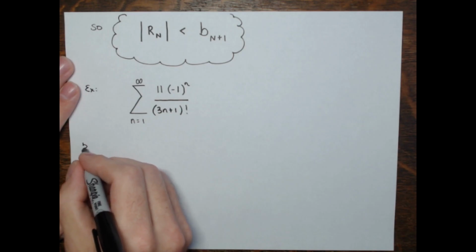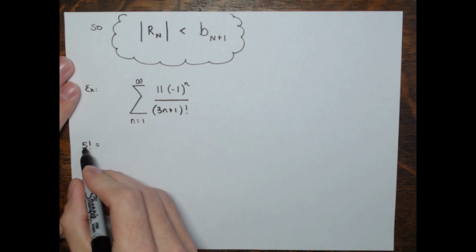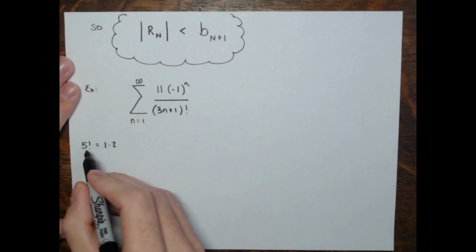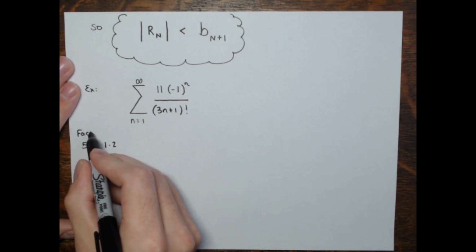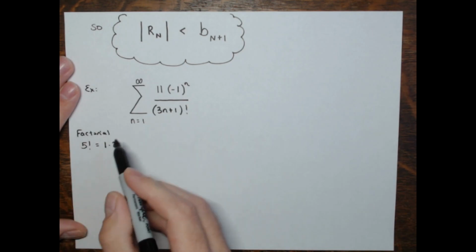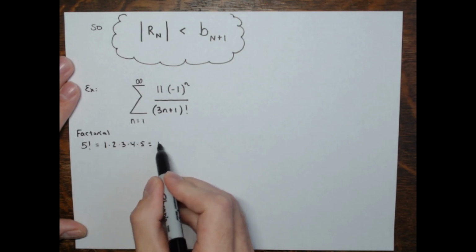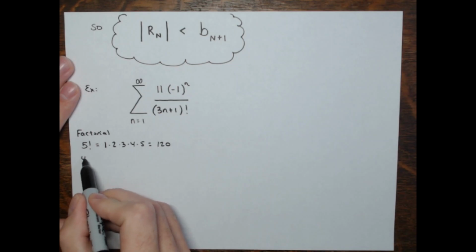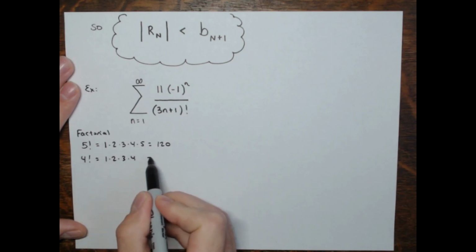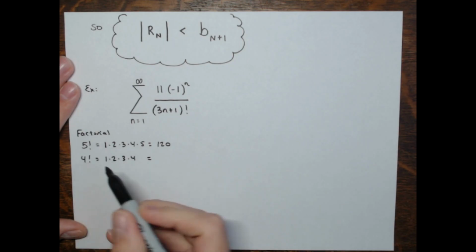Factorial just means you're multiplying from 1 up to that number. So again, this is factorial notation, the exclamation point. 5 factorial is 1 times 2 times 3 times 4 times 5, which would be 120. And 4 factorial would be 1 times 2 times 3 times 4, or 4 times 3 times 2 times 1. You can start at that number and go down to 1.